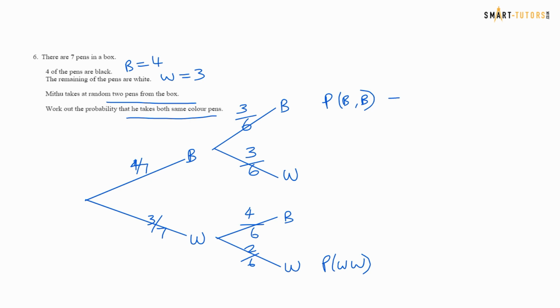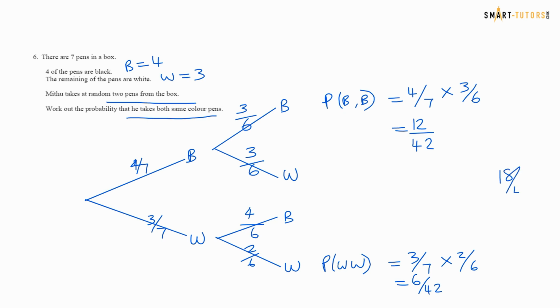white. Black, black means 4 upon 7 times 3 upon 6, plus 3 upon 7 times 2 upon 6. That is 12 upon 42 plus 6 upon 42. So the total is 18 upon 42. So this is 9 upon 21, and this is 3 upon 7. And that is the answer for the question number 6, right?